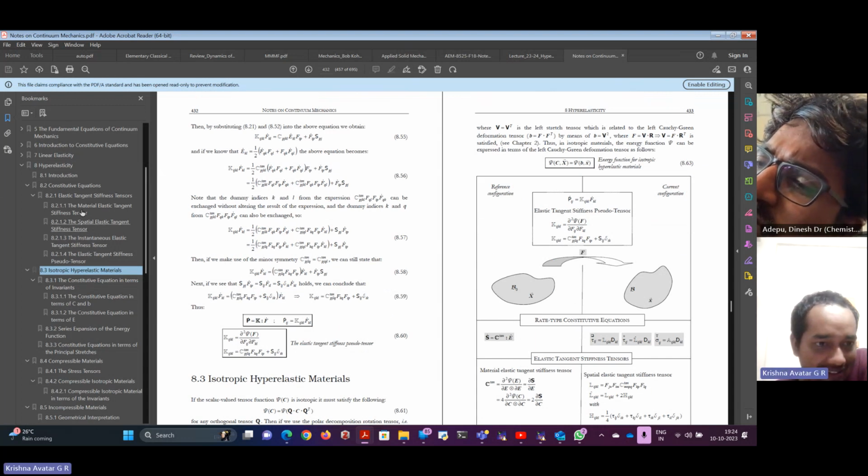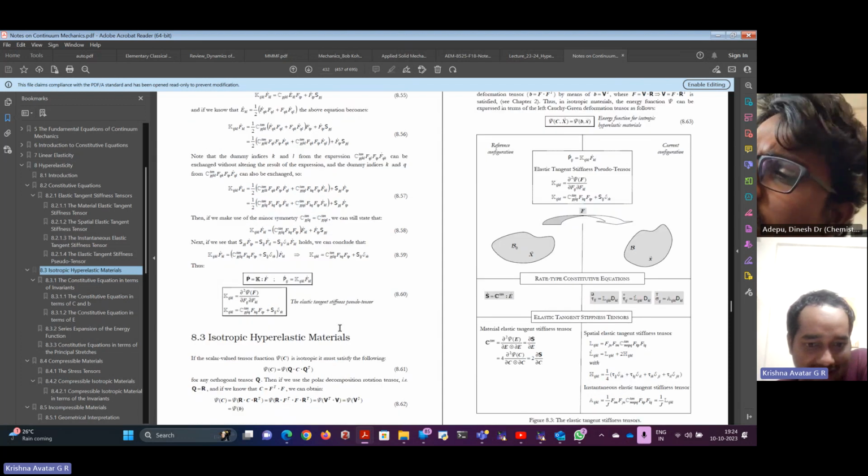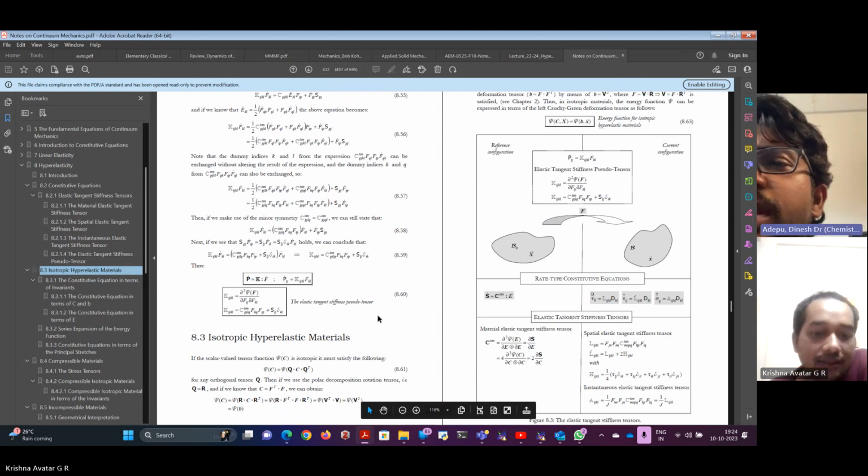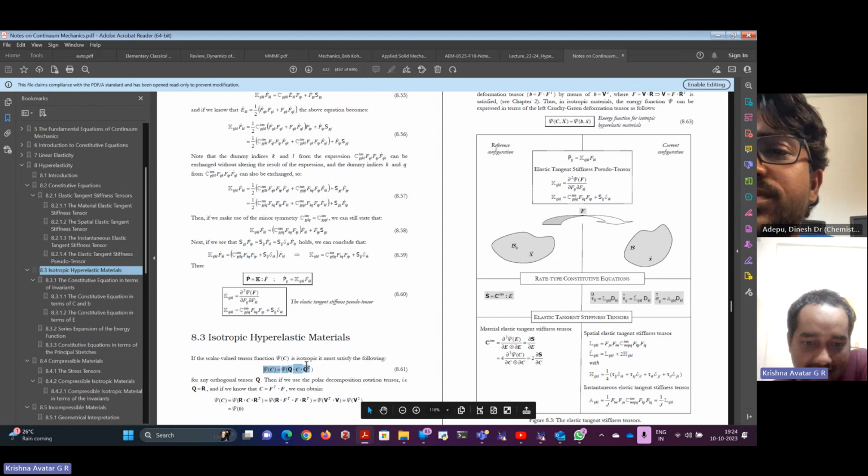So our goal was to understand isotropic hyperelasticity, right? Yeah, exactly. You can see here, this is the relation.